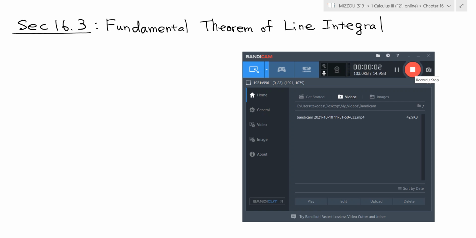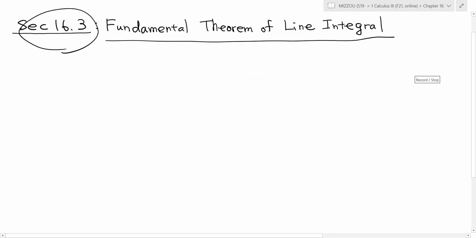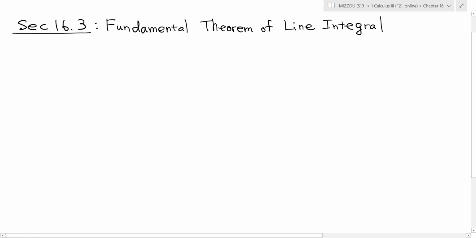Alright, in this video, I'm going to cover section 16.3, which is about the fundamental theorem of line integrals. This section is a little bit more theoretical than computational, but it's a short section, so I'm going to spend only one video on this.